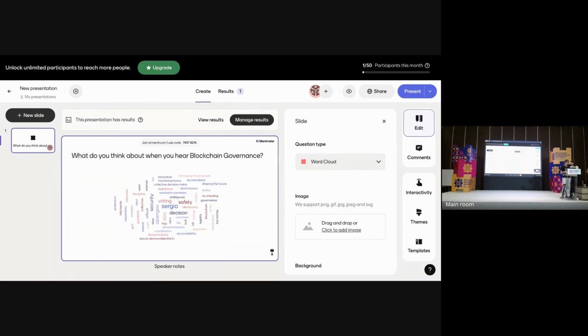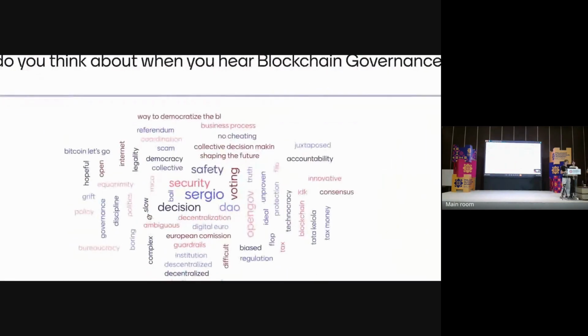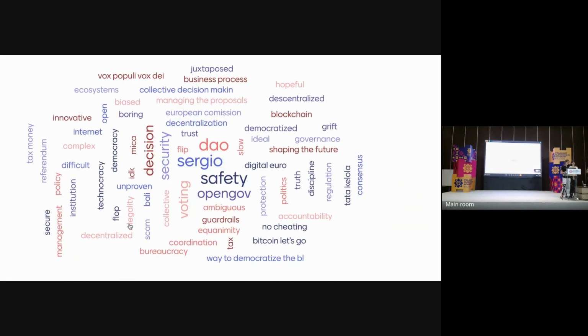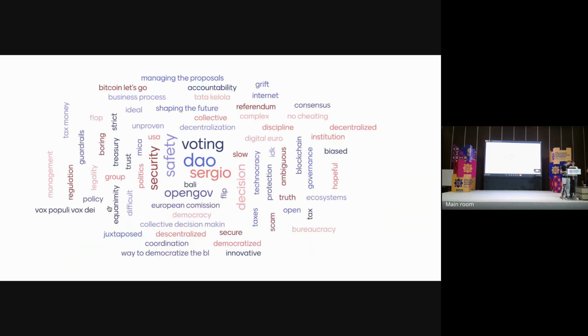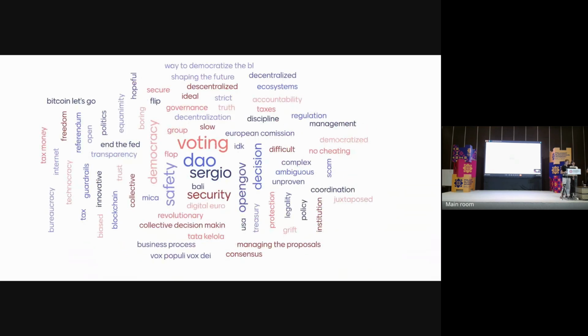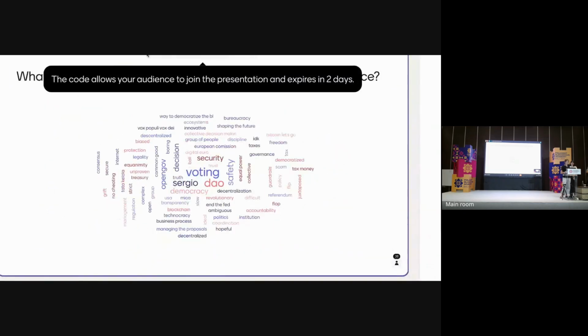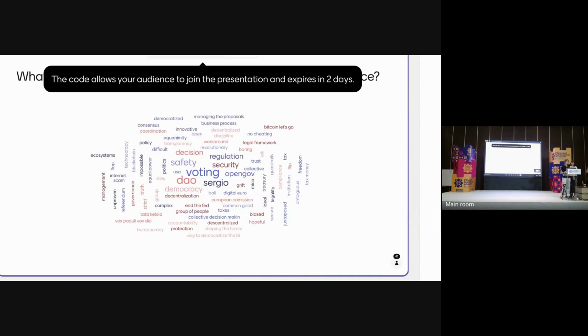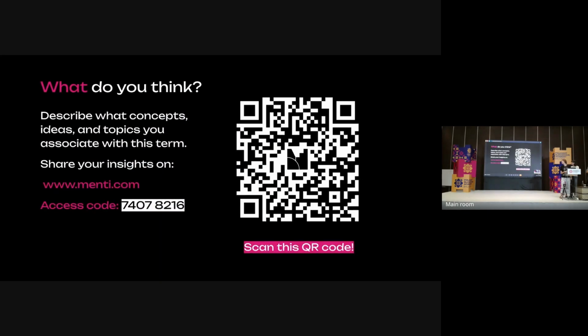Taxes. Here we have to zoom in. Democratization, innovative, politics, security. Vox Populi, Vox Dei. So I'm going to say this one. Thank you.